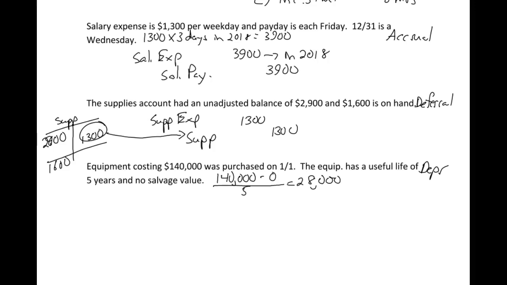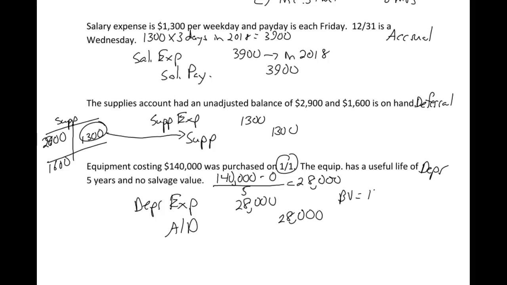That's the annual amount. Notice this was purchased on January 1. We're now at 12/31, which means we are recording a full year's worth of depreciation. So my journal entry for depreciation is always debit depreciation expense and credit accumulated depreciation for $28,000. If we wanted to keep up with the book value of the asset, remember, book value equals historical costs less accumulated depreciation. So historical cost was the 140. We've now depreciated 28, so we can get our book value, which would be the number that goes on our balance sheet that gets added to total assets.